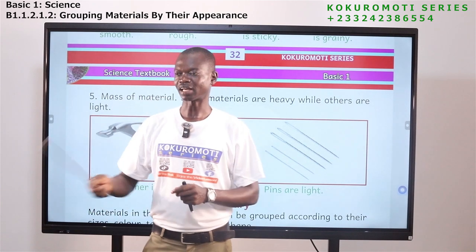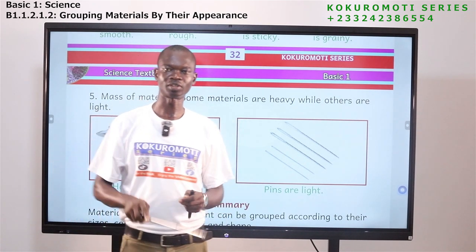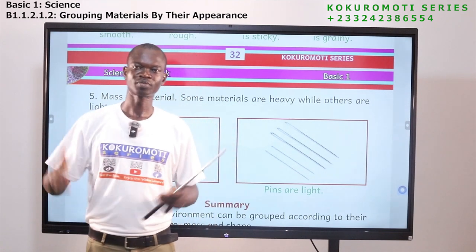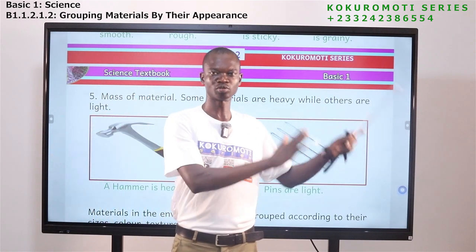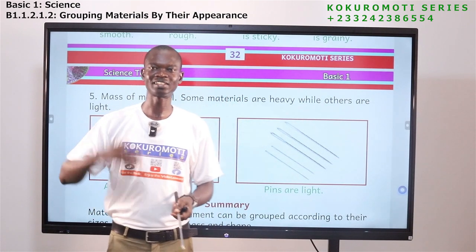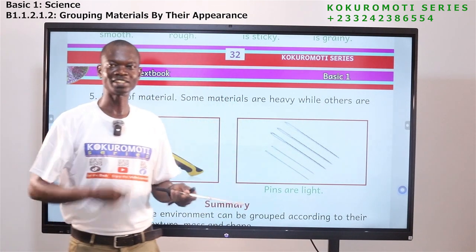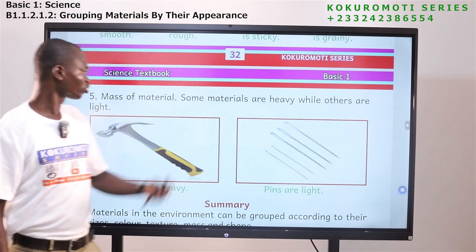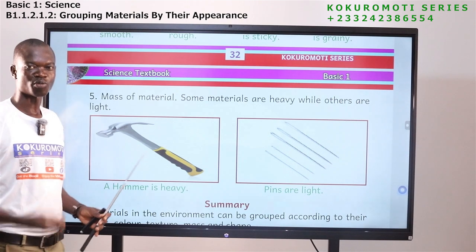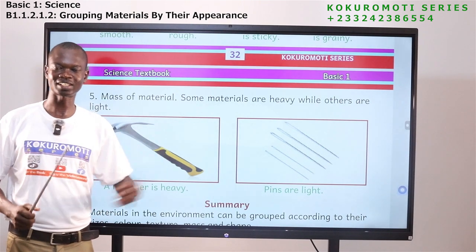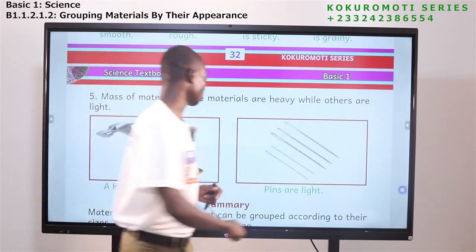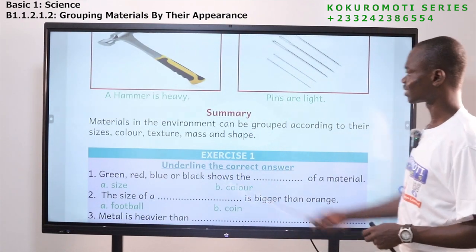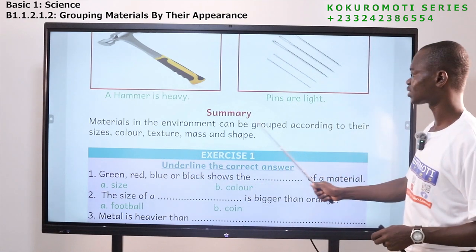Look around, look at the objects that you have, look at the materials that you have, look at the appearance, how it looks. Now group the appearance for me. All those with the same size, let them go to one side. All those with the same color, let them go to one side. All those with the same texture, whether it is smooth or rough, let them go to one side. All those that have the same weight, those that are heavy, let them go to one side. That is what we have learned today. Okay, so in summary, materials in the environment can be grouped according to their size, color, texture, mass, and shape.